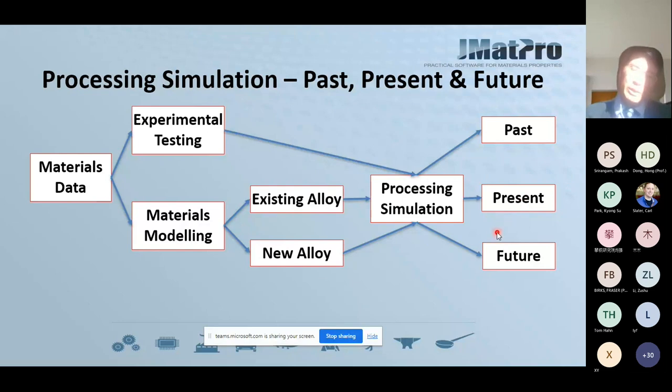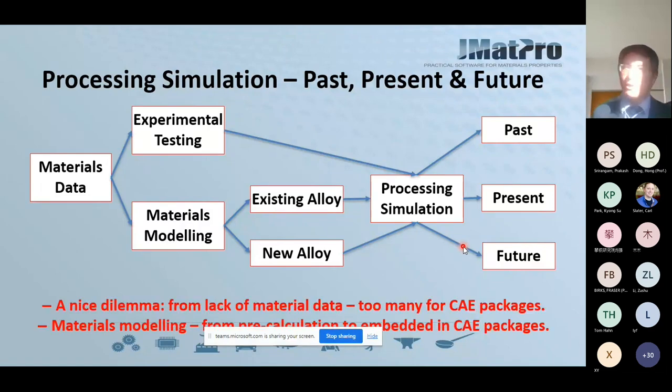And of course, what I'm trying to say is that in future, when we talk about real virtual simulation, it will be like using materials modeling to calculate materials data of new systems, of new alloys. By linking such calculated data with your simulation packages, you can get your virtual simulation result. This is truly virtual, because we are very much moving away from the physical testing part of the deal. Whether that is the near future or the long future depends on how hard we are working on it. There are another two important things coming out of such an exercise of linking materials modeling with processing simulation. We face a nice dilemma here, because before materials modeling, there was a lack of material data. And now with materials modeling, we may have too much material data, too much for the CAE package to handle.